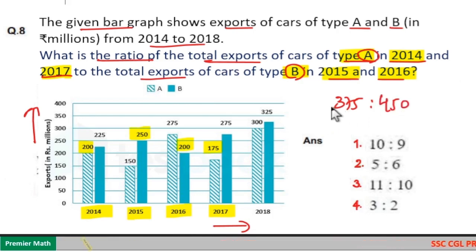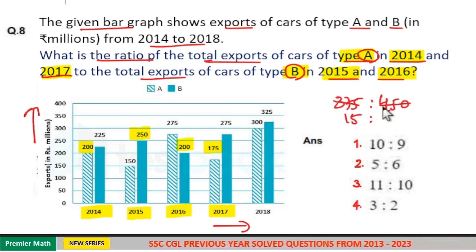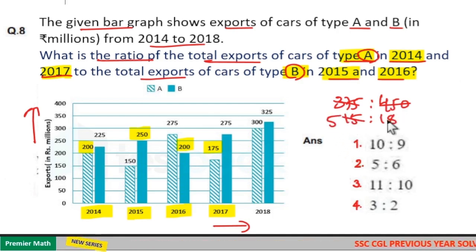450. Now if you take ratio, 25 goes 3 into 4, 12 plus 3, 15 times in 375. 25 goes 4 into 4, 16 plus 2, 18 times in 450. Now 3 goes 5 times in 15, 3 goes 6 times in 18. So 5 is to 6 is the ratio. Option 2 is your answer.